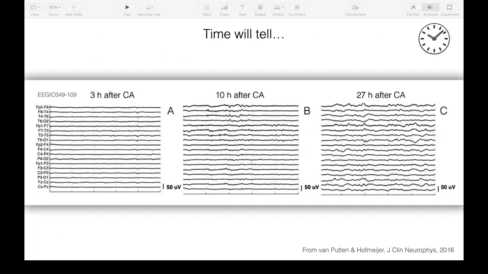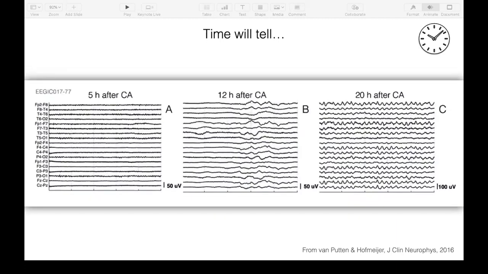And this is an example of a patient recorded several years ago, showing 3 epochs of an EEG, 3 hours, 10 hours, and 27 hours after a cardiac arrest, showing a relatively favorable evolution of the EEG. So this is 3 hours after arrest, essentially an isoelectric recording, some return of rhythms, and more return of physiological EEG rhythms 27 hours after arrest. This actually is much better even.